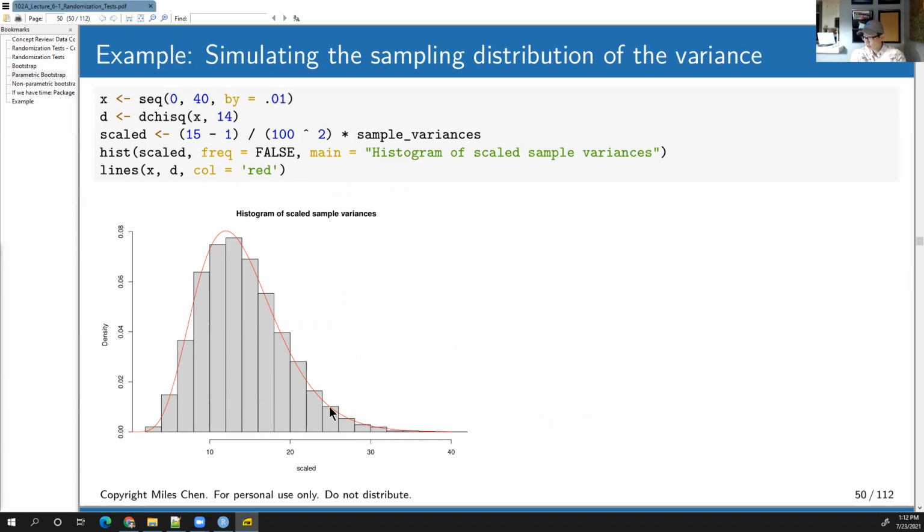And so I can overlay the theoretic chi-squared distribution on top of our values after I scale them. And indeed, we see there's close alignment between our simulation. What we did is we simulated the sampling distribution by sampling a whole bunch of different samples and calculating the sample variances. And so we can see there's very good alignment between the two.